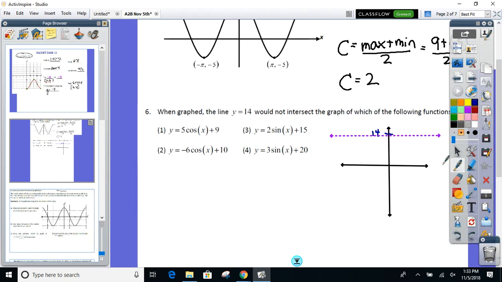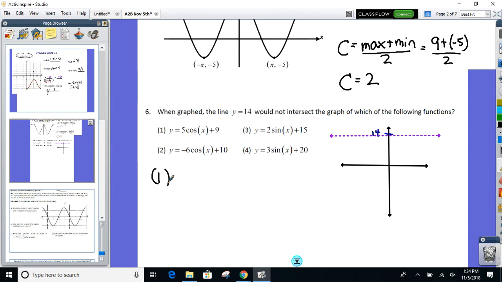Which one of these graphs would not intersect this? All right, and all this comes down to is the minimum and maximum. Can you find the minimum and maximum for all 4 choices? I hope at this point. Let's take example 1. I always like to talk pre-shift, before you shift. So before I shift the 9, what's my minimum and maximum? 5 and -5, and then you guys add the 9 on.